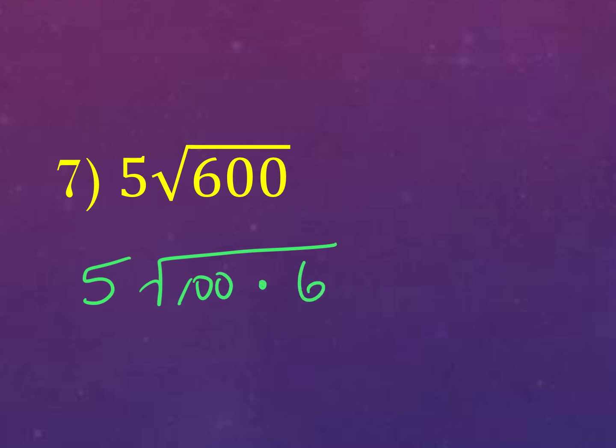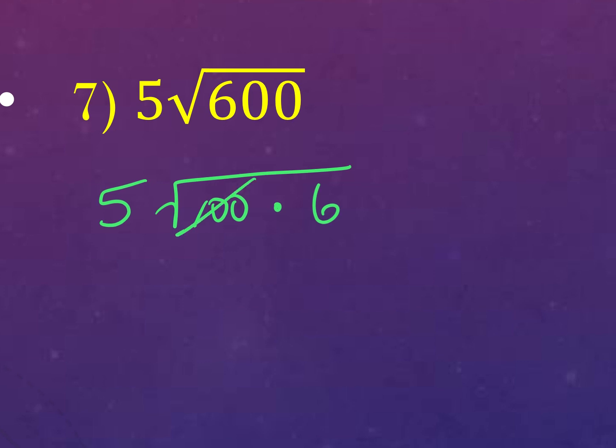I'll show you in 1 second. What is the square root of 100? 10. So that comes out in front. So 5 times 10 is 50. And then I have the square root of 6.